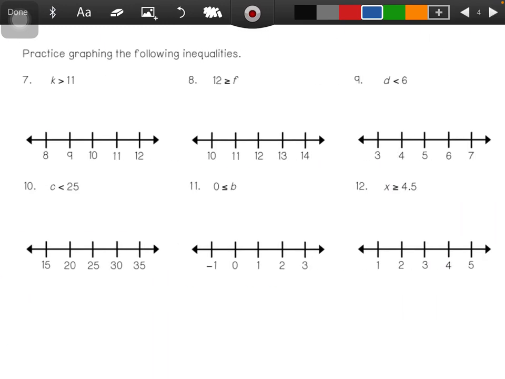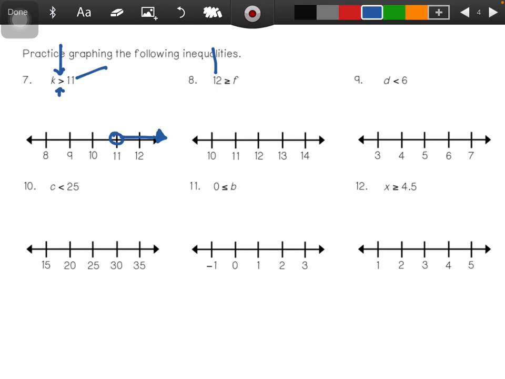Okay, so this first one, K is greater than 11. Well, I know my number's 11, so I'm going to start again with the hole at 11. If I look at my greater than less than sign, it is bigger, it is greater, so my arrow is going to go to the right. And there's no underline, so my hole stays the same. It's just a hole.